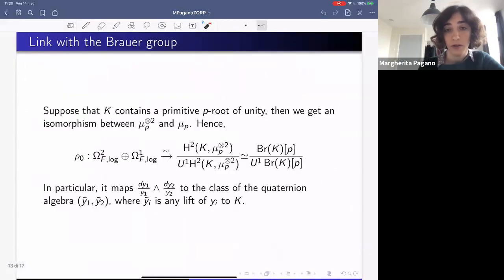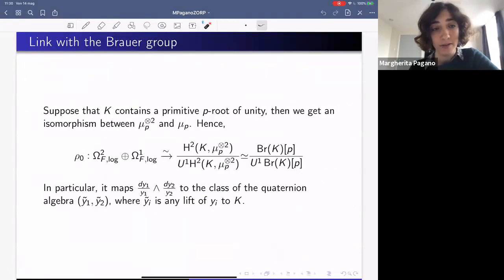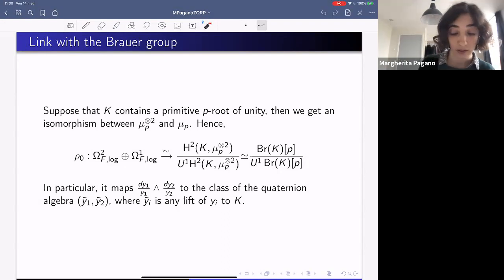And so now I want to tell you why this is related to the Brauer group. If we assume that our field K contains a primitive p-th root of unity, then we have an isomorphism between the Galois module mu p tensor 2 and mu p. And this gives us an isomorphism between the second cohomology group of mu p tensor 2 and the p-torsion of the Brauer group of K.